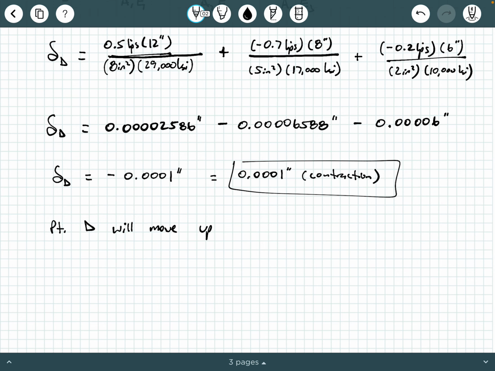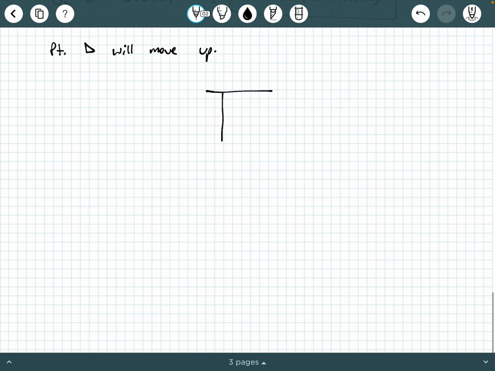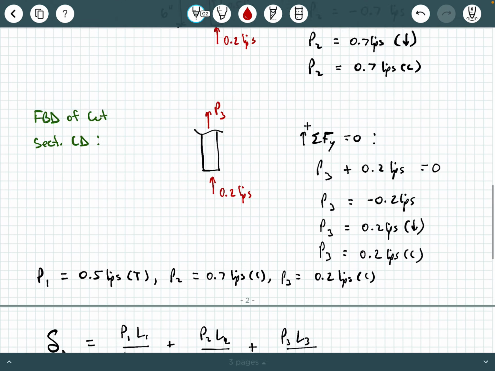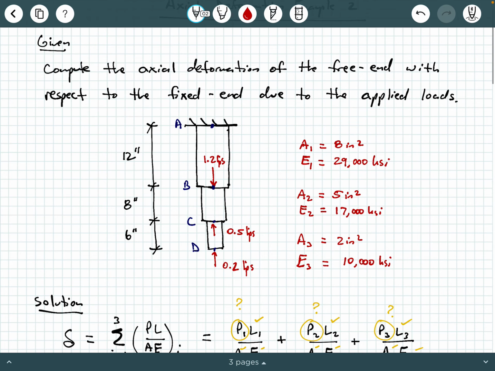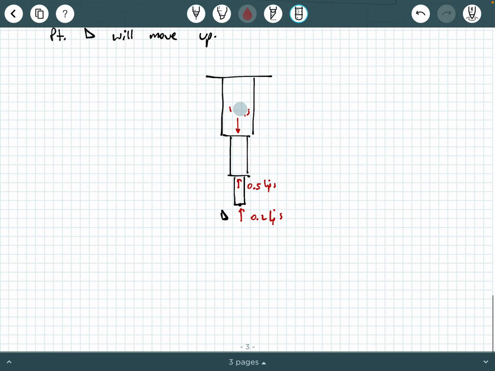move up, okay? Point D is going to contract upwards. So for example, if this is our quick sketch of our original system, and this is point D, and we had these loads on here. We had, what did we have here? 1.5 kips, 0.5 kips, and I think this was 0.2 kips. Make sure that I'm writing the right loads here. 1.2 kips was the first one, I'm sorry. 1.2 kips was our first load.